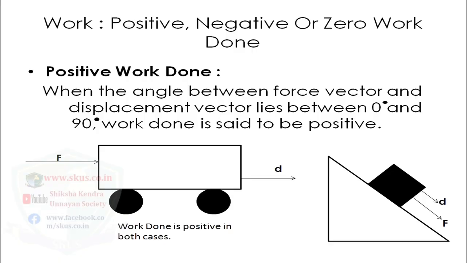Let's talk about the positive work done. There are two conditions for it. First, when the angle between the force vector F and the displacement vector d lies between 0 and 90 degrees, then the work done is said to be positive. As can be seen in the figure, the force and the displacement are both in the same direction. So, work done is positive in both the cases.